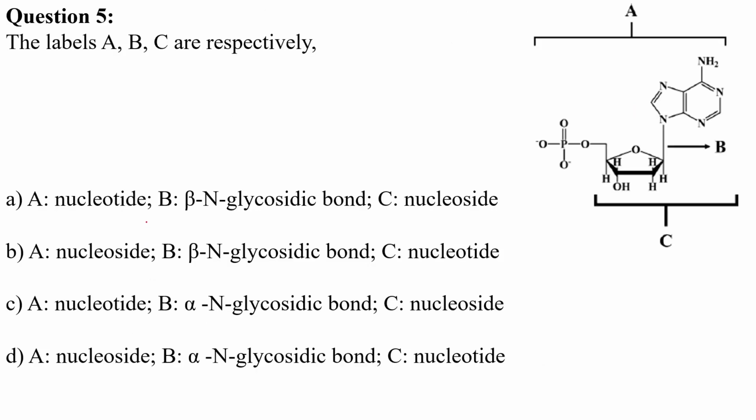So moving to the next question, question number 5. The labels A, B, C are respectively. So here in the structure, what is A, what is B and what is C? Option A: nucleotide, B beta glycosidic bond and C nucleoside. Option B: A nucleoside, B beta glycosidic bond and C nucleotide. Option C: A nucleotide, B is alpha glycosidic bond and C is nucleoside. Option D: A is nucleoside, B is alpha glycosidic bond and C is nucleotide. So what would be the correct answer?